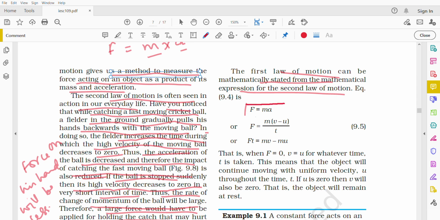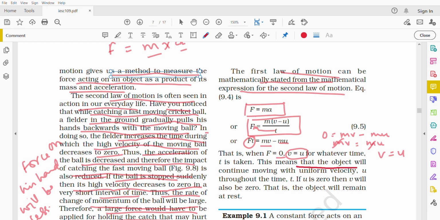Second law of motion is F is equal to m into a. Then a is equal to (v minus u) by t, isn't it? So Ft, now this t is going on the opposite side, it is getting multiplied. Ft will be mv minus mu. That is, when F is 0, v will be equal to u. Obviously, when F is equal to 0, force is 0. So let us say F into t is 0, 0 will be equal to mv minus mu. So then mv equal to mu. Now m and m will be cancelled, v will be equal to u.